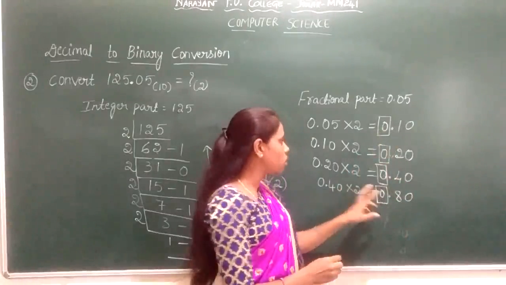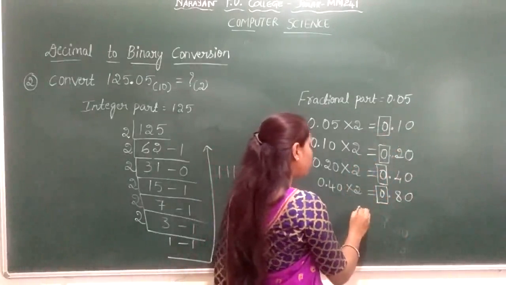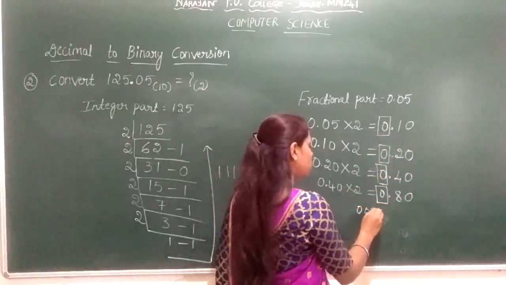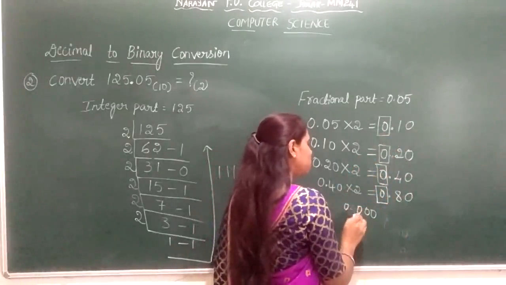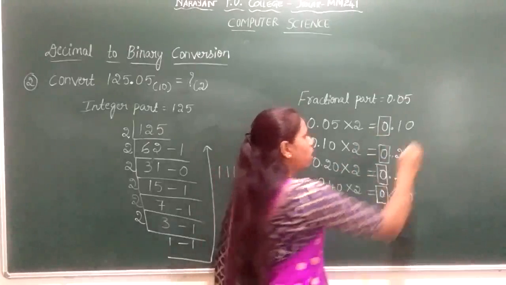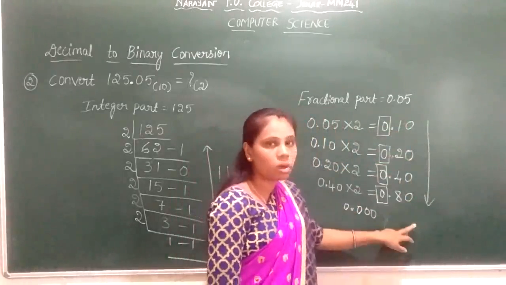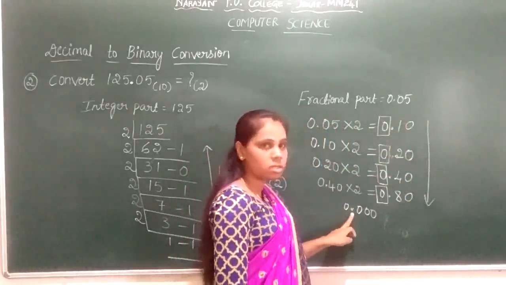That is 0, 0, 0. Now I will take only 3 values, that is 0, 0, 0. That is 0.000. In this process you should consider the values from top to bottom. Now it is this one.